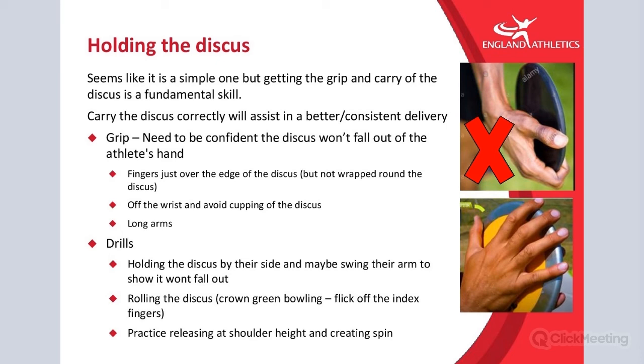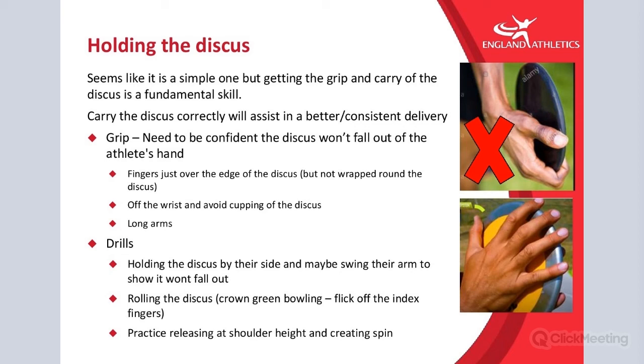So I've got the first one. What I tend to do is get them to put the discus in the hand and just have it held in by the side, holding onto it with the fingers just enough, and then maybe get them to swing their arm in a bit of a pendulum fashion and get them comfortable that the discus isn't going to fall out. That's the fundamental one.